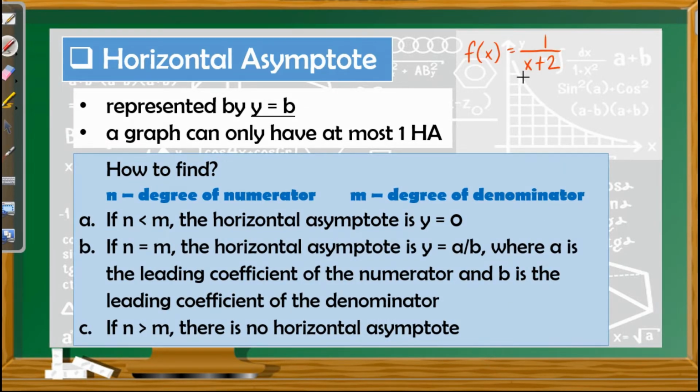In our given function 1 over x plus 2, let us identify the degrees of the numerator and denominator. For the numerator, since it's a constant function, the degree n is 0. And for the denominator, it is a linear function, so the degree m is 1. As we can see here, the value of n is less than m, since 1 is greater than 0. So in this case, it follows the first rule. So the horizontal asymptote of this function is y equals 0.